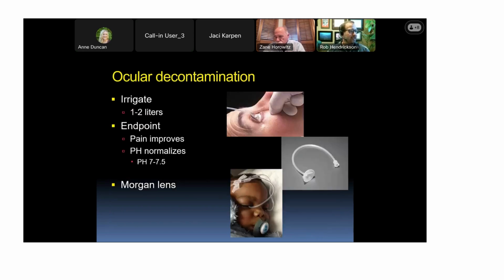All right, we're still going to cruise through our whirlwind here, moving on to other types of decontamination. Ocular decontamination: I think the norm for caustic injuries of all types, or even irritants, is 1 to 2 liters. The end point, particularly for caustics, is that the pain is improved and that the pH normalizes.